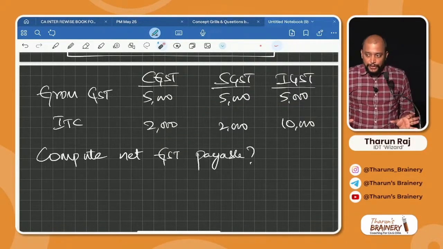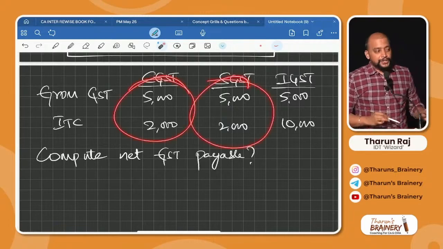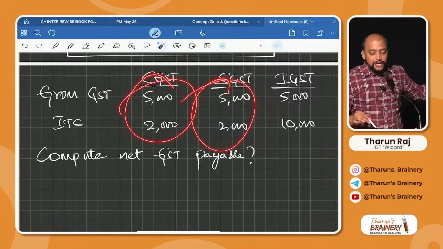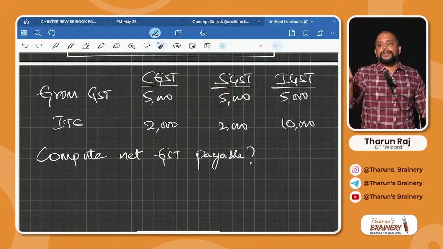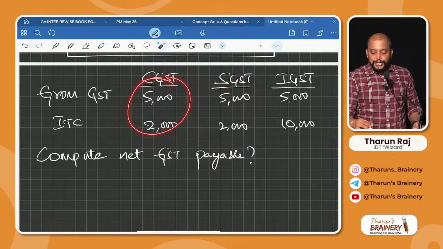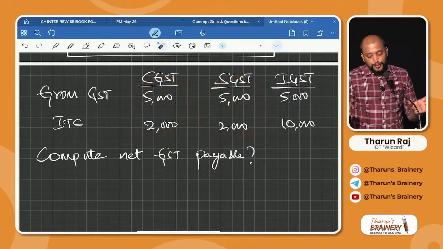So an easy way you remember. What is the liability ratio? Equal. So excess credit you distribute equally. Liability ratio, if you see, is equal, so you distribute it equally.